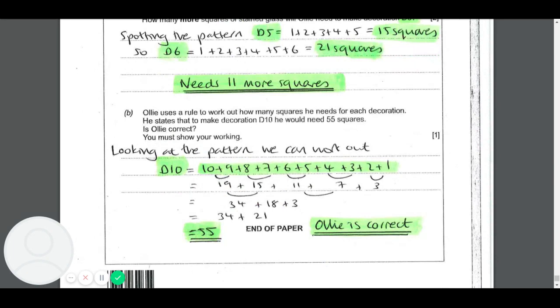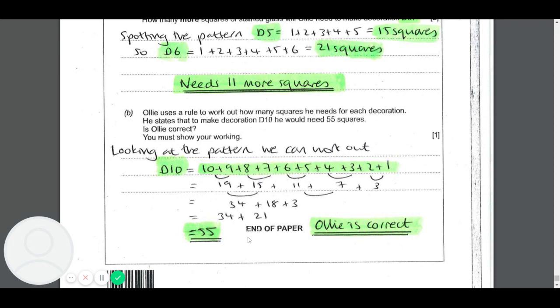Okay. Then Ollie uses a rule to work out how many squares he needs for each decoration. He states that to make decoration D10, you need 55 squares. So can we check? Well, you're going to realize that it's going to be 1 plus 2 plus 3 plus 4 plus 5 plus 6 plus 7 plus 8 plus 9 plus 10, because that's the pattern. And if you actually add all of those up, you do get to 55, so he is correct.